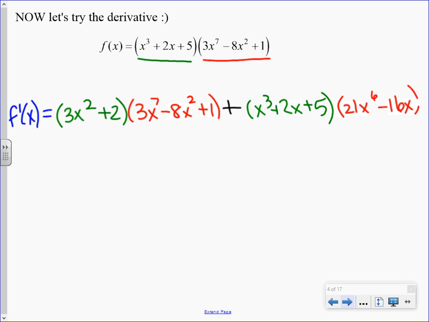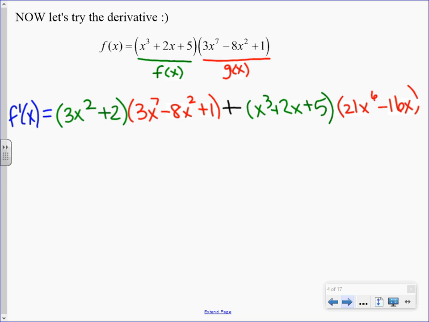Marcus, do you have a question? Kind of. With the second term that's being multiplied, would that be a different function? Yeah. What I highlighted in green is f of x, and what I highlighted in red is g of x. Oh, okay. Does that make sense? Yeah. Okay.